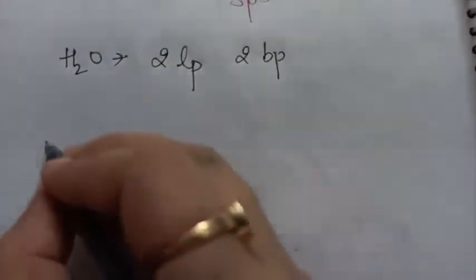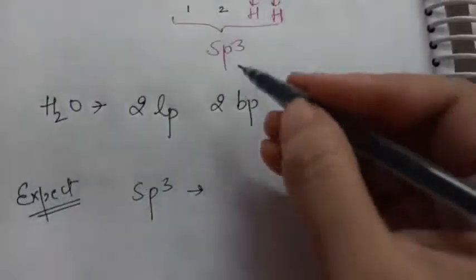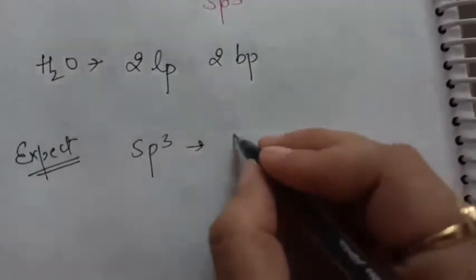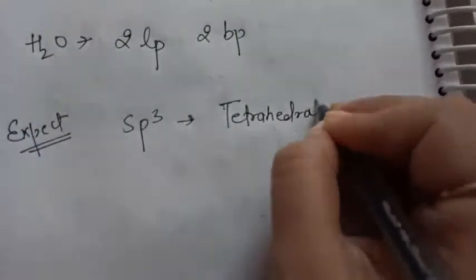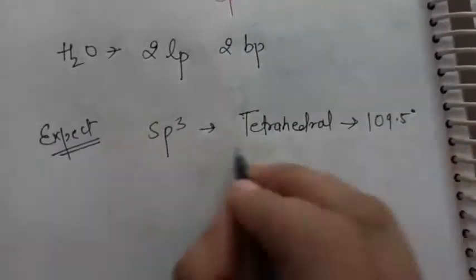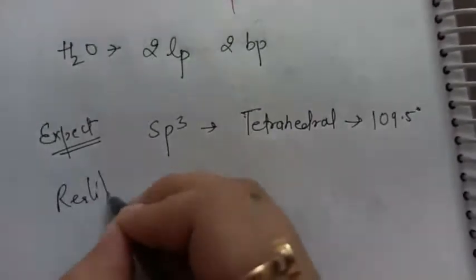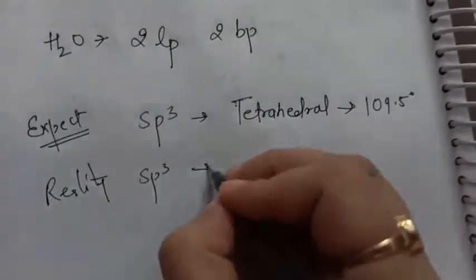Now the expectation according to the last example also I wrote is hybridization sp3. वो तो है सबका. Hybridization is sp3. Geometry should have been tetrahedral. Now see, and bond angle should have been 109.5. होना चाहिए था. But reality in water, we'll discuss what is reality. Hybridization is same, expected and reality both.